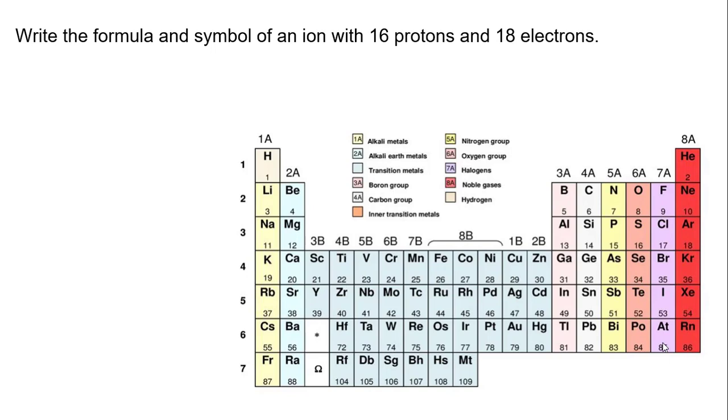How could you know that? Because there's 16 protons and 18 electrons. They are not balanced. That instantly tells you this is an ion. Now it's up to you to determine, is it a metal or a non-metal? How do you do that? Well, look at the larger number. The larger number is going to tell you what it is. If it has more electrons, it's a non-metal. If it has more protons, it's a metal.